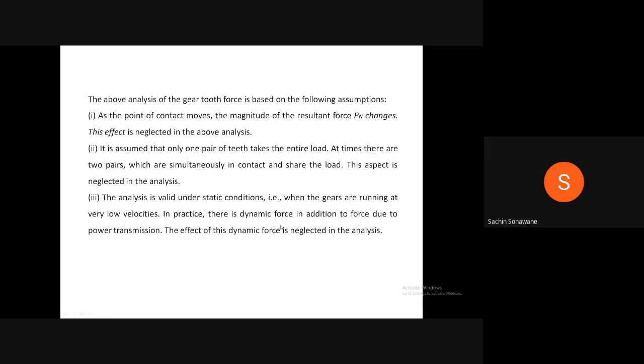After writing these assumptions, please enter your roll number in the chat box. Enter only one time. Thank you very much.